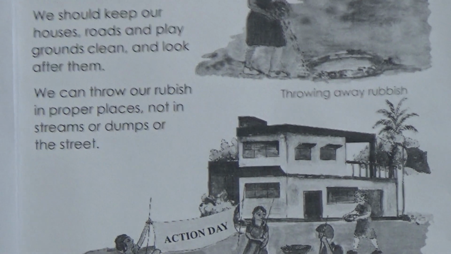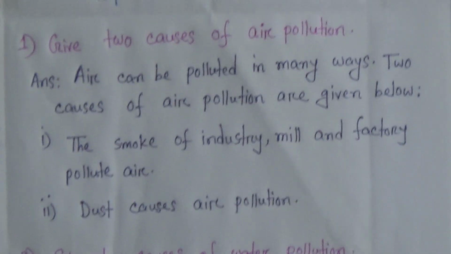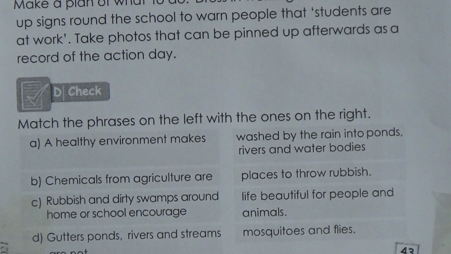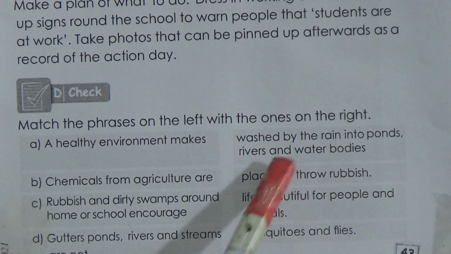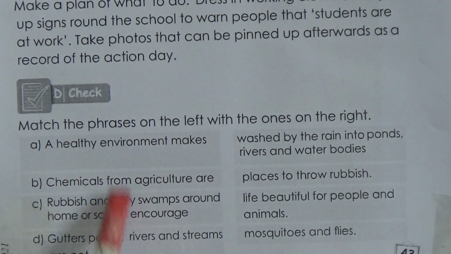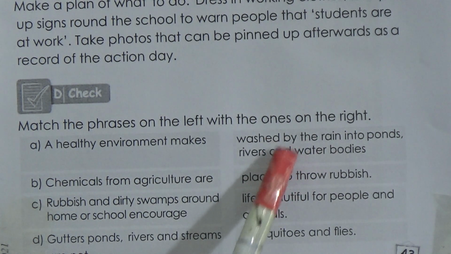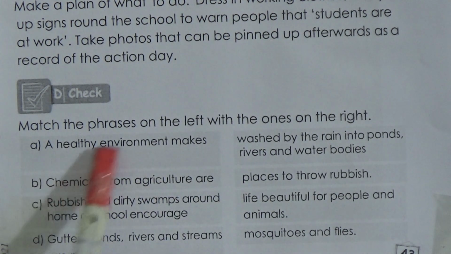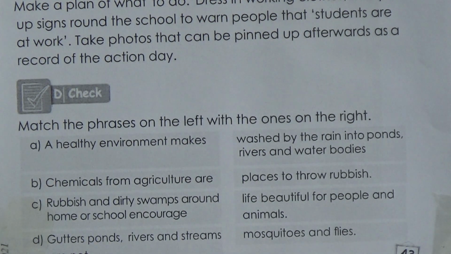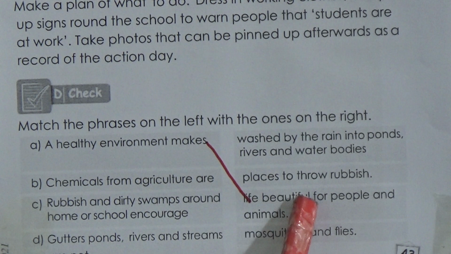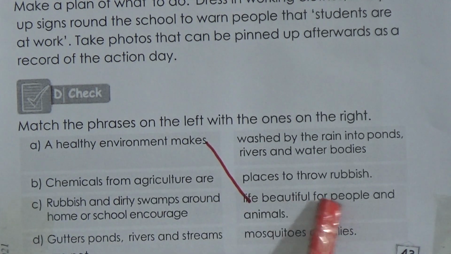Now, number D, match the phrases on the left with the ones on the right. Number A, a healthy environment makes. You have to match it with the rest of the sentences. Here are given some parts of the sentences on the left side, and on the right side there are the rest of the sentences. You have to match them. Number A, a healthy environment makes life beautiful for people and animals.